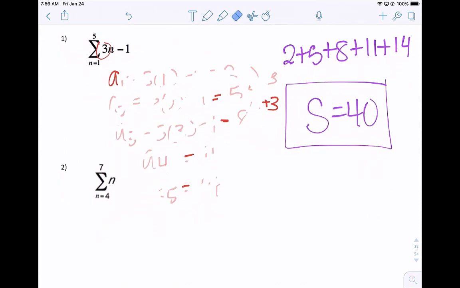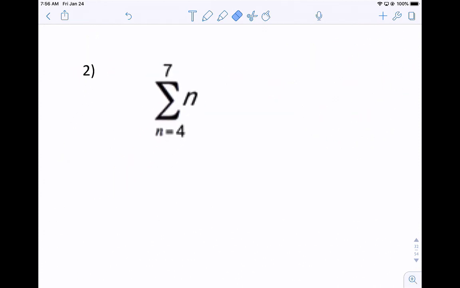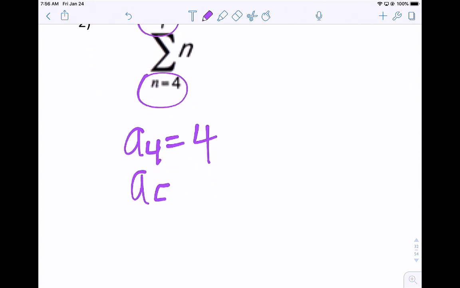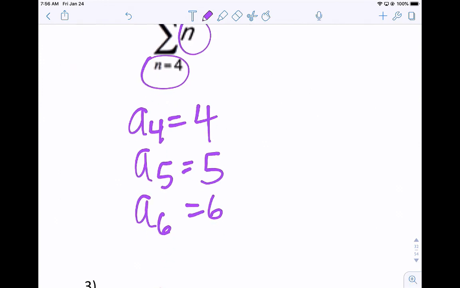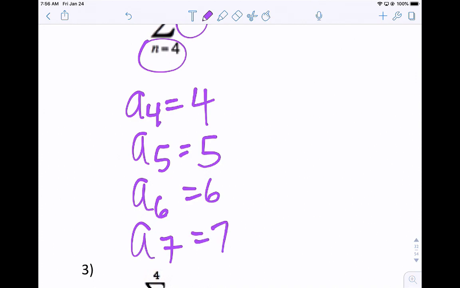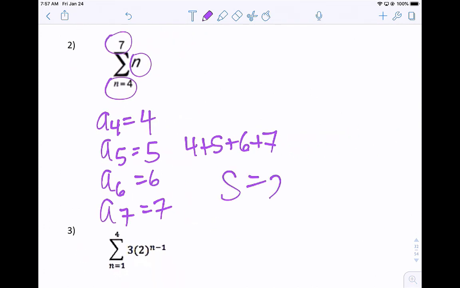Number 2 is saying, all right, add them up. And the rule is just n. This one starts at the 4th term and goes to the 7th. So the 4th term is just 4. The 5th term is just 5, because you can see it's just n right here. The 6th term is 6, and the 7th term is 7. So we're going to add up 4 plus 5 plus 6 plus 7, and we'll get 22. So here the sum is 22.